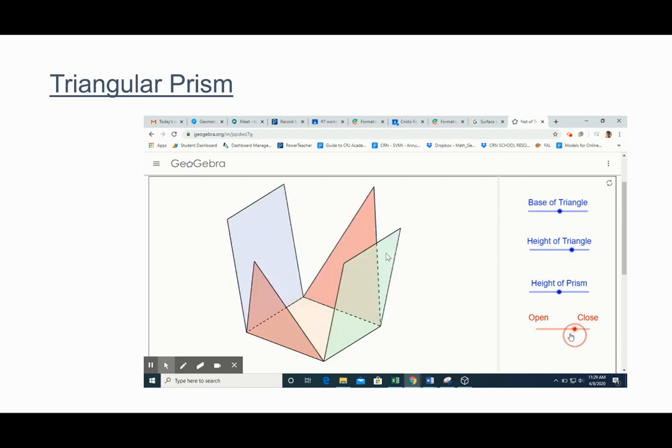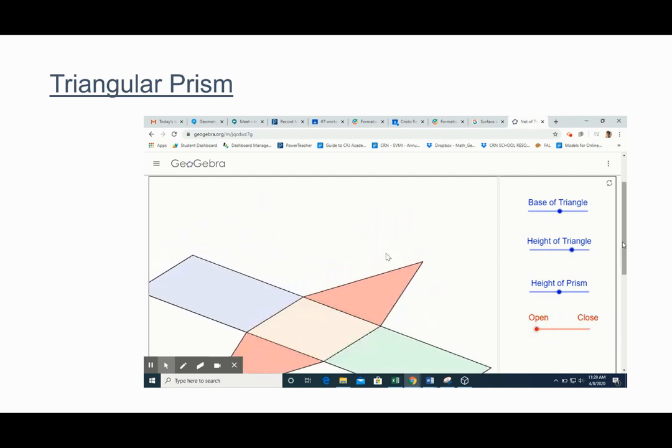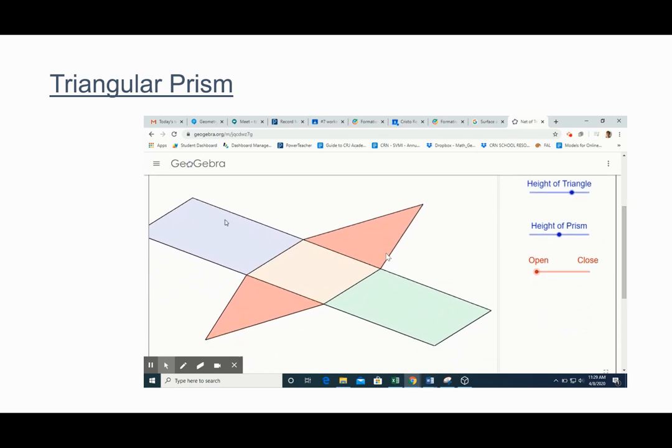But when we open it up, you can see that our side lengths, the two rectangles, our right and our left, are identical. The front and the back of our triangular prism are also identical. And then the base, or the bottom of our triangular prism, is a different measure. So we have 1, 2, 3, 4, 5 different shapes. The front and the back are triangles for our triangular prism, and they're always identical. And the right and the left are always the same.